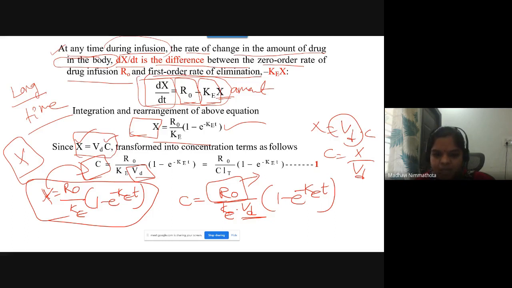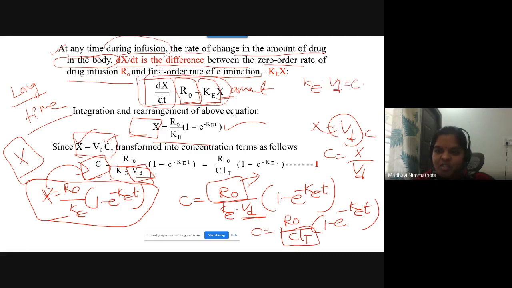And then after that, C is equal to R0 by CLT into 1 minus e to the power of minus Ket. Why have I written this CLT? We know already from yesterday's class, Ke into Vd is CLT. The elimination rate constant into volume of distribution is equal to total clearance. So instead of writing Ke into Vd, you write CLT, total clearance. Then this is equation number 1. This is very important.